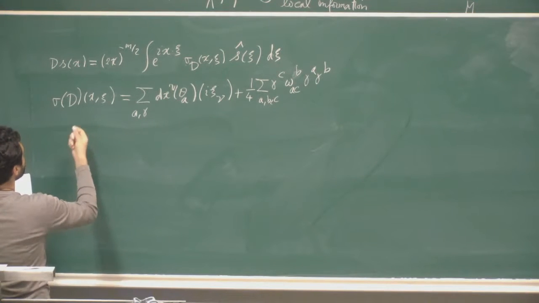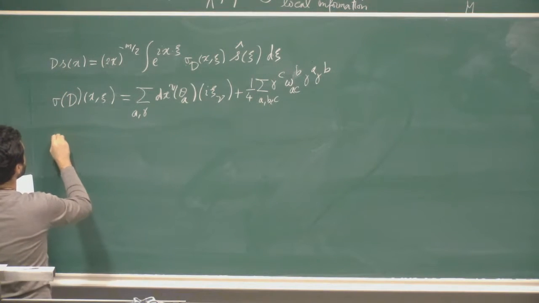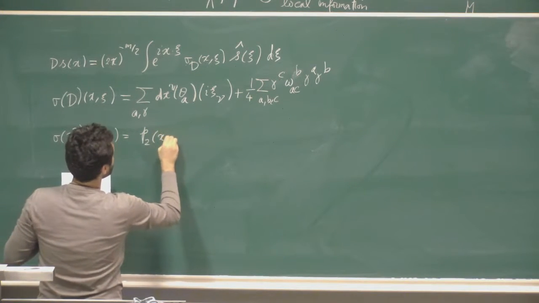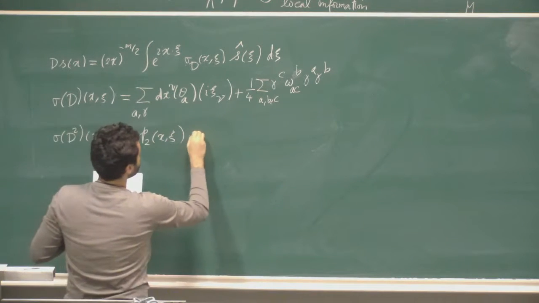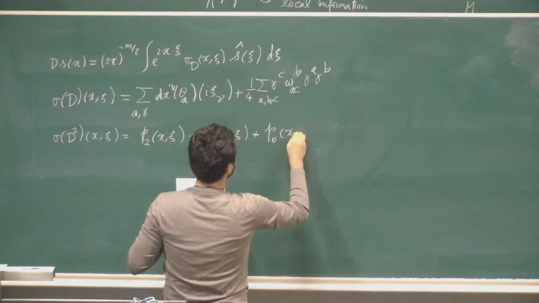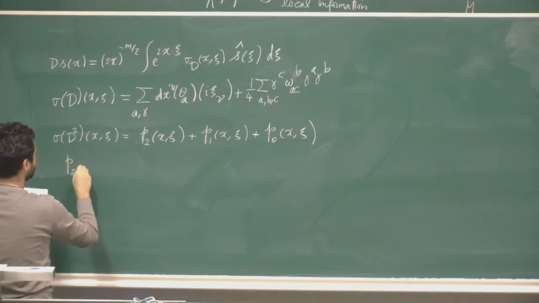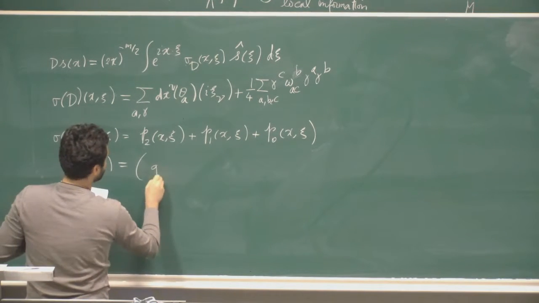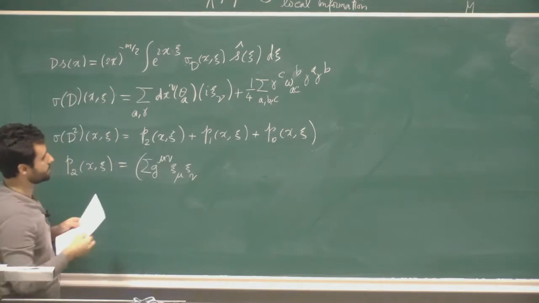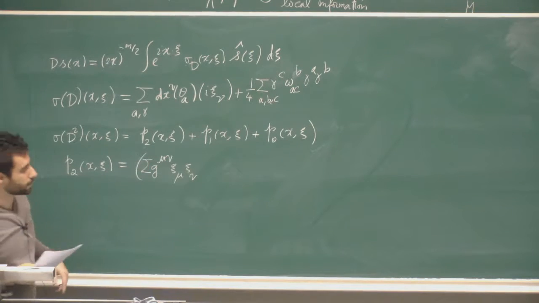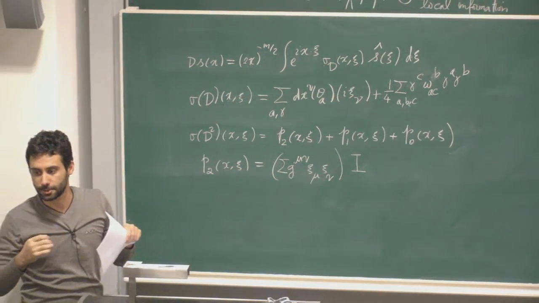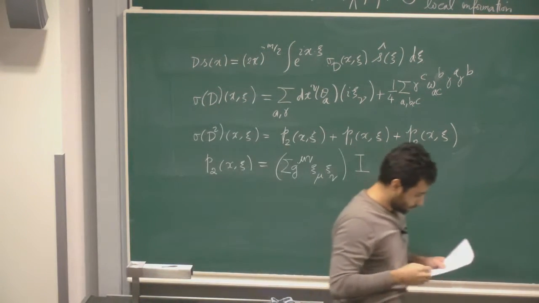So we can do something similar for D squared, and the symbol of D squared will have 3 parts. Each of them is going to be, so each p_k is going to be homogeneous of order k with respect to xi. And so this is the inverse of the metric times the identity matrix. So it's going to be a diagonal matrix, the principal symbol of the operator.